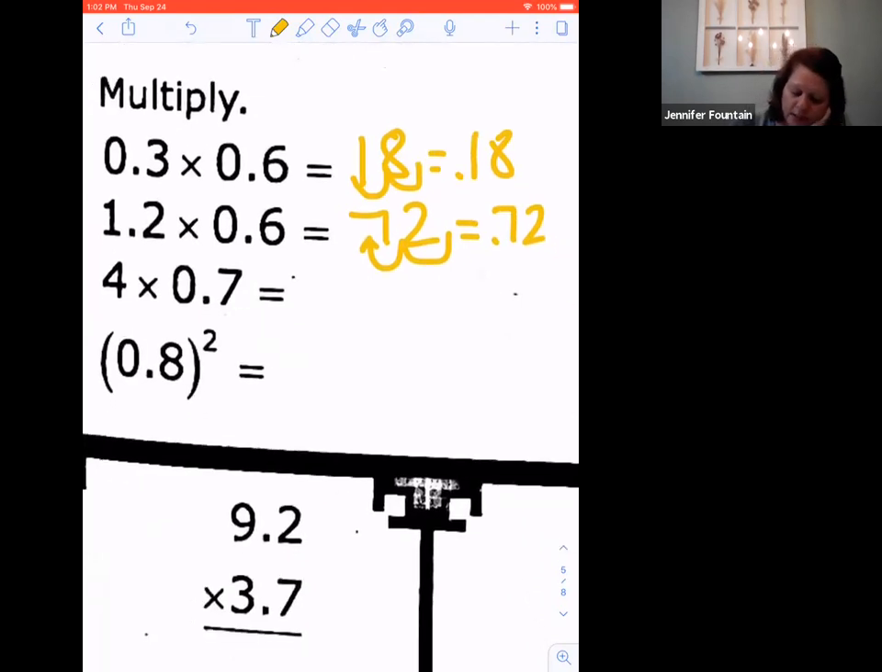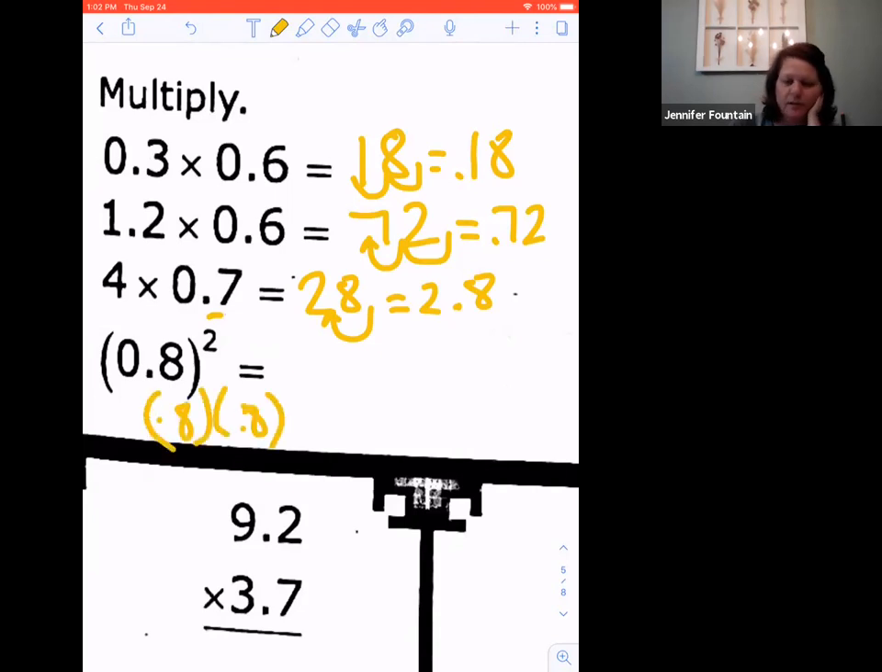4 times 7 is 28. I've got 1 decimal place, so I move it over 1, so I have 2.8. Now remember, this is 0.8 times 0.8. So 8 times 8 is 64. I've got 2 decimal places, so I start at the end, move it over 2, so that will be 0.64.